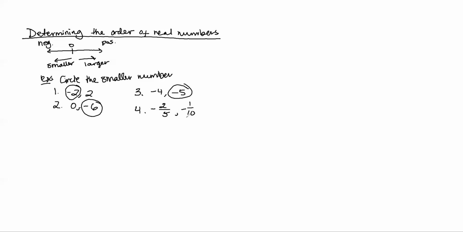And for this one here, just like we did once before, to compare these, it's going to be easier if we get a common denominator. So 10 can be our LCD, so we're going to change -2/5. We change the 5 to a 10, multiply by 2. 2 times 2 is 4. And so we have -4/10 versus -1/10. They're both negative, so we want the one that looks larger, so the -2/5 is going to be the smaller number.